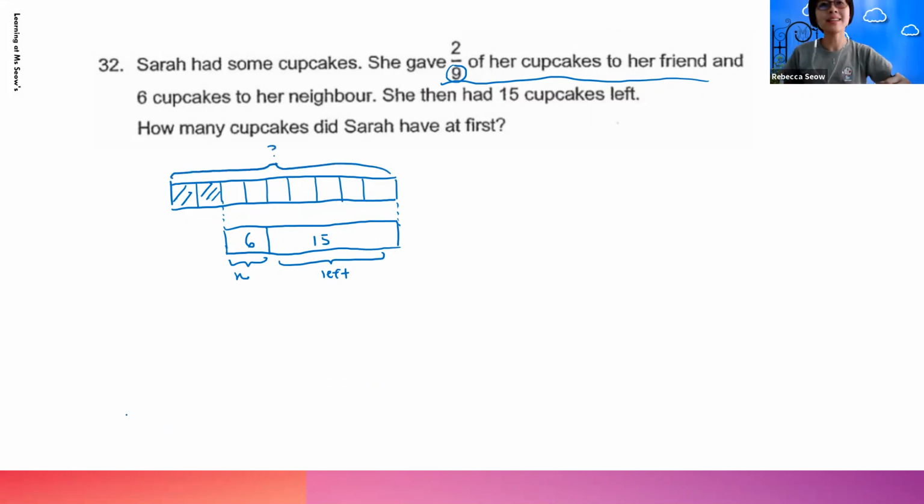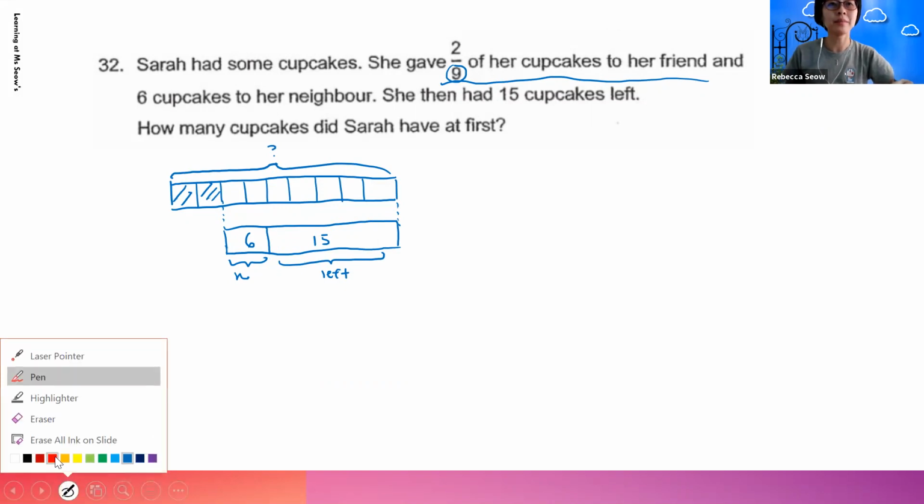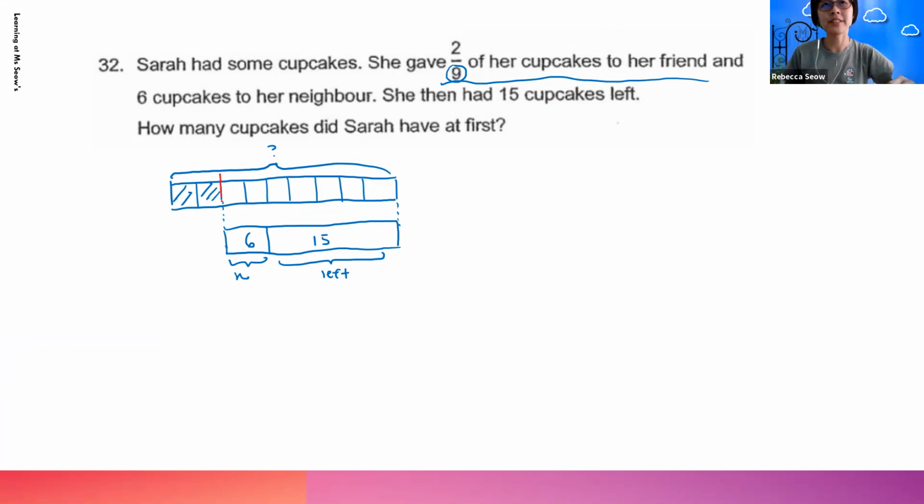Okay, now just based on the remaining portion over here, you realize that 1, 2, 3, 4, 5, 6, 7 units. Yeah, you can find out what 7 units is by taking 6 plus 15. So 7u is made up of 6 plus 15, and that gives you 21.